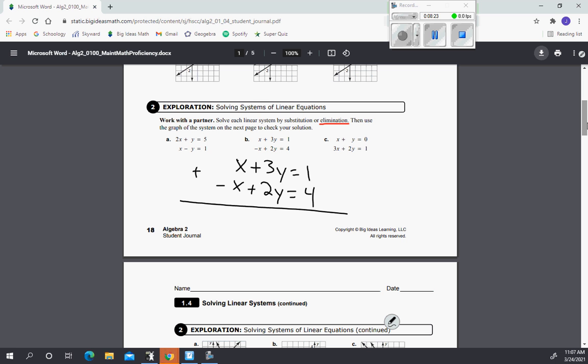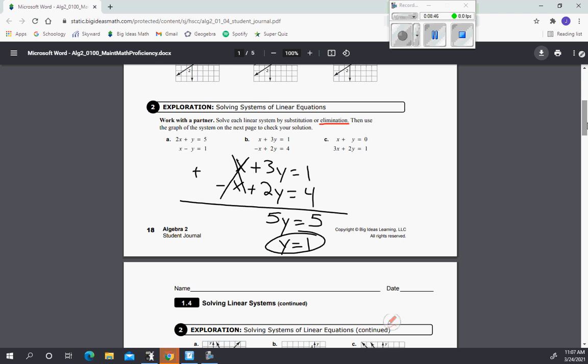Just add them together. What's negative x plus x? Nothing. It's 0. We're going to cross those out. What's 3y plus 2y? 5y. And then what's 1 plus 4? 5. Here we have a new equation, 5y equals 5. If we divide 5 on both sides, we get y equals 1.